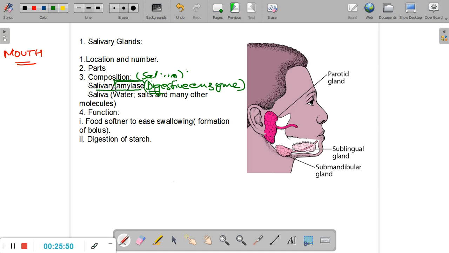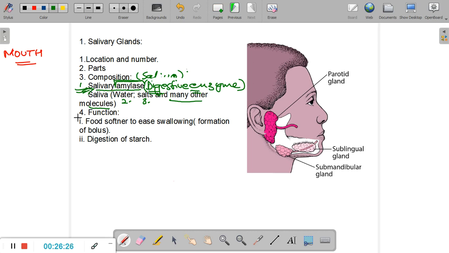Now the name of this enzyme is only amylase. But why do we use the word salivary? Because this enzyme called amylase is present in the saliva. So the first component that makes the saliva is a digestive enzyme called salivary amylase. What else is inside the saliva? Inside the saliva we have a lot of water, we have a variety of salts, and many other molecules that you do not need to know at this stage of your class. But this is the most important thing that you must remember, that it contains salivary amylase.